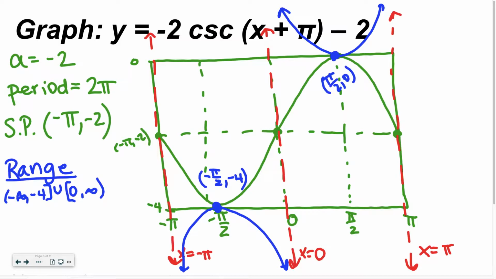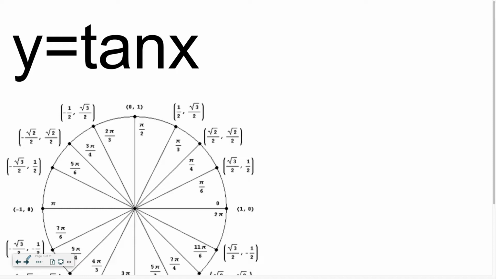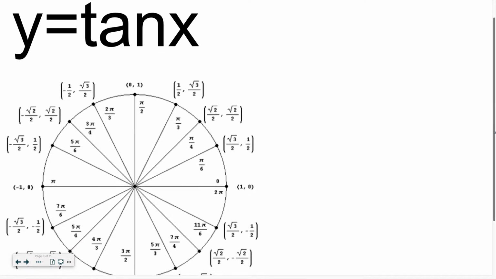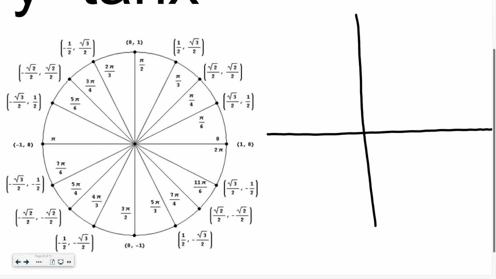So let's talk about tangent quick. Okay, here's the unit circle. So help me out. Let's think of some special values that we have. What is the tangent here at 0? 0. Okay, good. What about the tangent of pi over 4? What about the tangent at pi over 2?